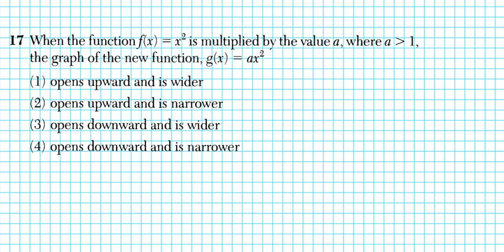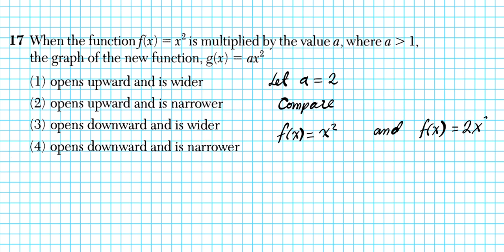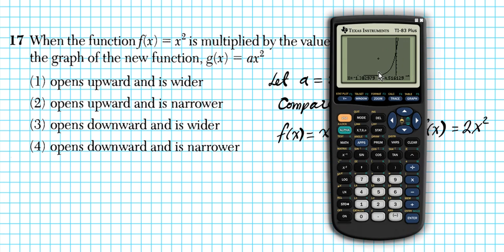But let's assume that we do not have the rules memorized. So all we're going to do is pick an a value. Let a be any number bigger than 1, say 2. We're going to compare the graphs of the original function, x squared, and the transformed function, 2x squared. Since we can use our calculators, we might as well graph both of them, and it's easy for us to answer the question. So let us go ahead and input the two functions into the calculator.